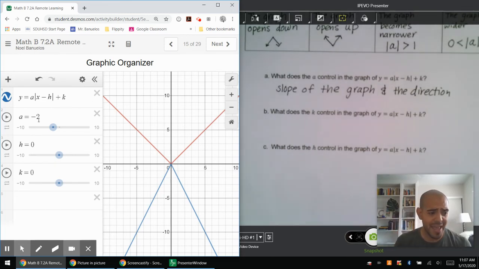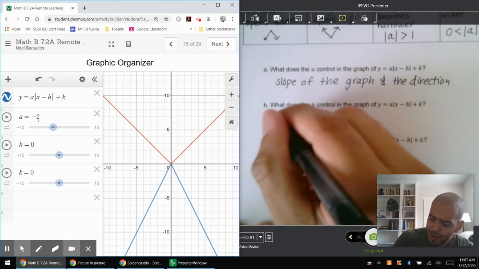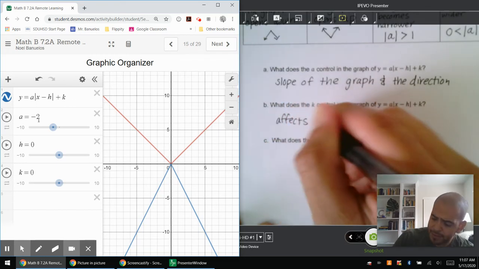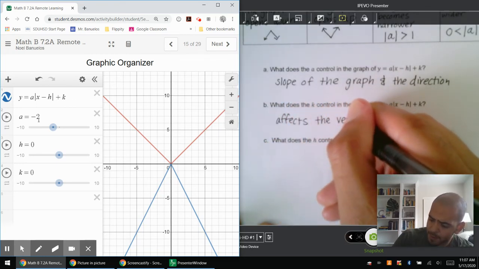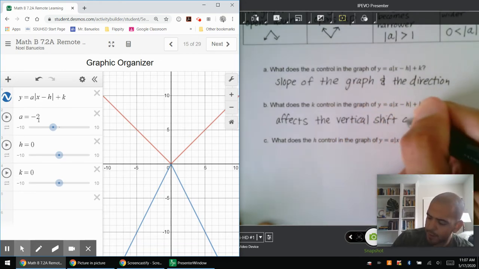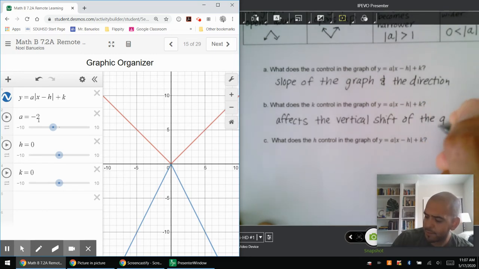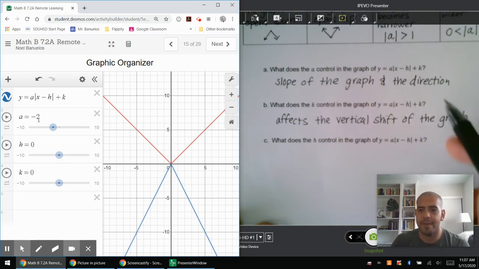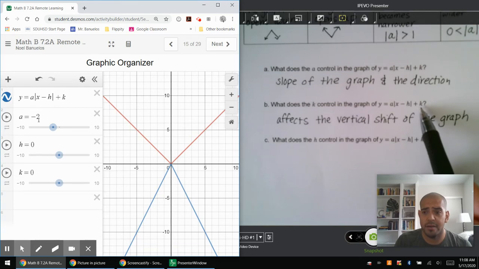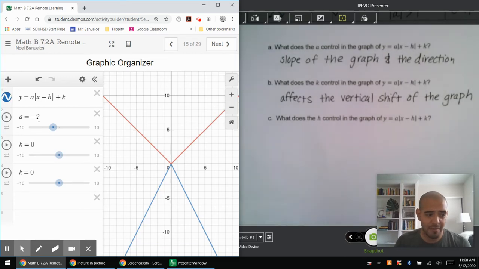Okay? What does the K control? The K affects the vertical shift of the graph. Basically, if this was like a video game, the K would move your function up or down. So if you wanted to move your function up 10 units, well, guess what? What do you need to do? Plus 10.